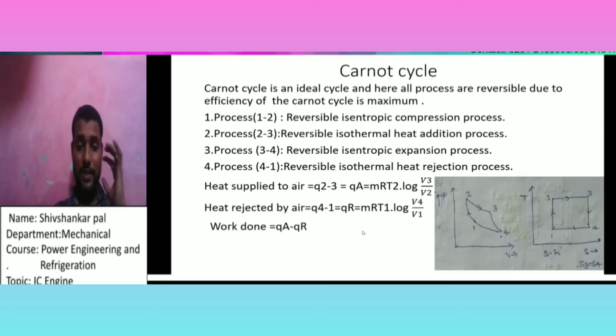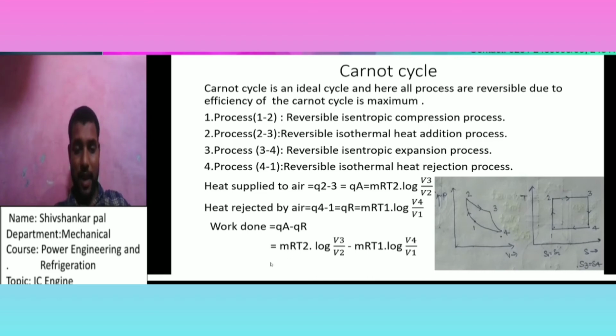Then what is the work done? Work done is equal to Q addition minus Q rejection. That heat difference is known as the work. Write this: m into RT2 into log V3 by V2 minus m RT1 log V4 by V1.